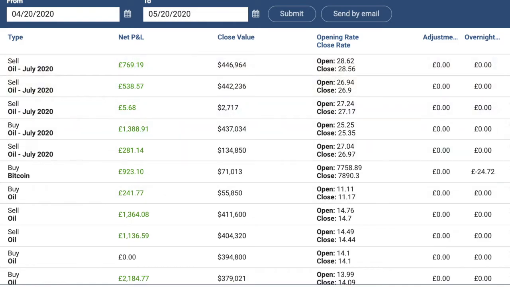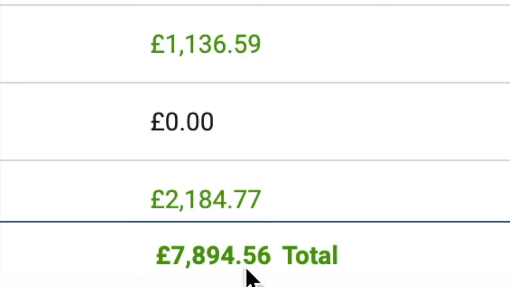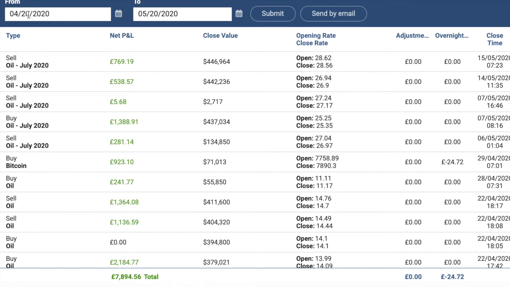just to show you that I'd actually made £7,894.56 with this trading account. This is just one of the trading accounts. This is a new account that I've started using, and I started using it from basically the beginning of April, but I've set this to show you what I can earn in a month, and that is from the 20th of April 2020 to the 20th of May 2020.